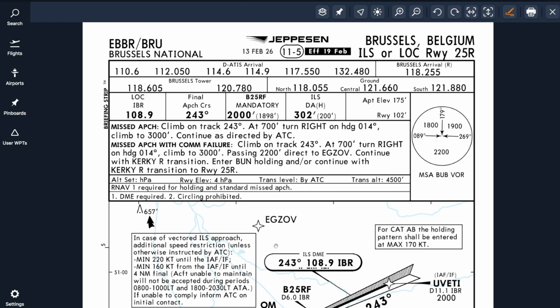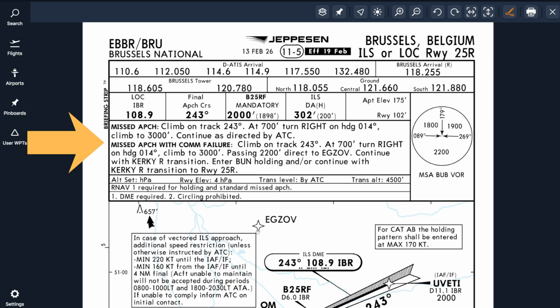The chart also tells us that B25RF is the final approach fix, which we have to cross at 2000 feet. We can also see the decision altitude or DA, which is 302 feet above mean sea level, giving us a decision height of 200 feet above the runway. This is the altitude where we will either continue to land if we have the runway in sight or execute a missed approach.